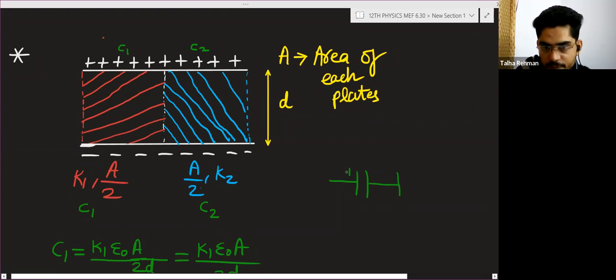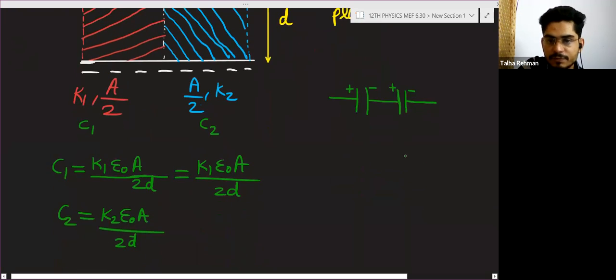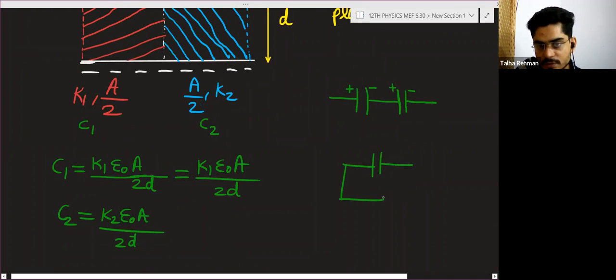This is positive, we know, and this will be negative, and this is positive and this is negative, like this, no? So series combination is the connection of plates with connection of opposite plate. But in case of parallel plate, what we do, we connect the plates like this. Okay, this is positive, this is positive, this is negative, this is negative.